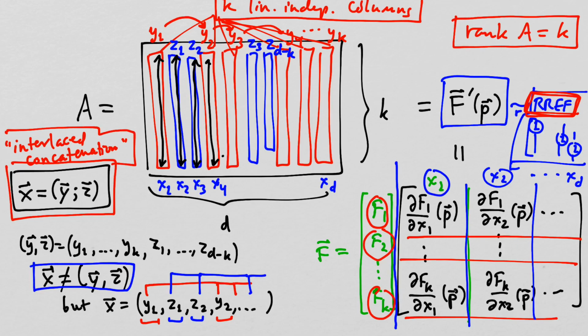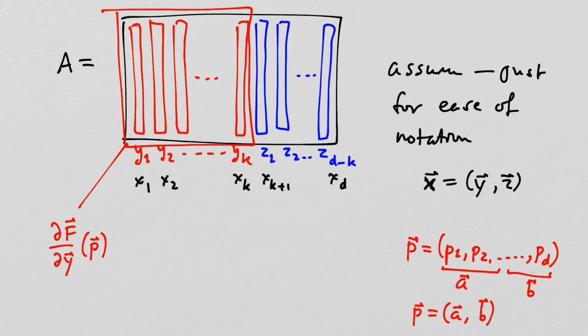Okay, so if we were working with that general situation, we would also be writing P as an interlaced concatenation of A and B. But we're just not bothering doing that. By making this assumption, just for the sake of notational ease, we're assuming that the interlacing order is the simplest possible one, so that we don't have to worry about all these different notations. Okay, anyway, so that k by k block is that partial Jacobian at the point P, in other words, at the point A concatenated with B.